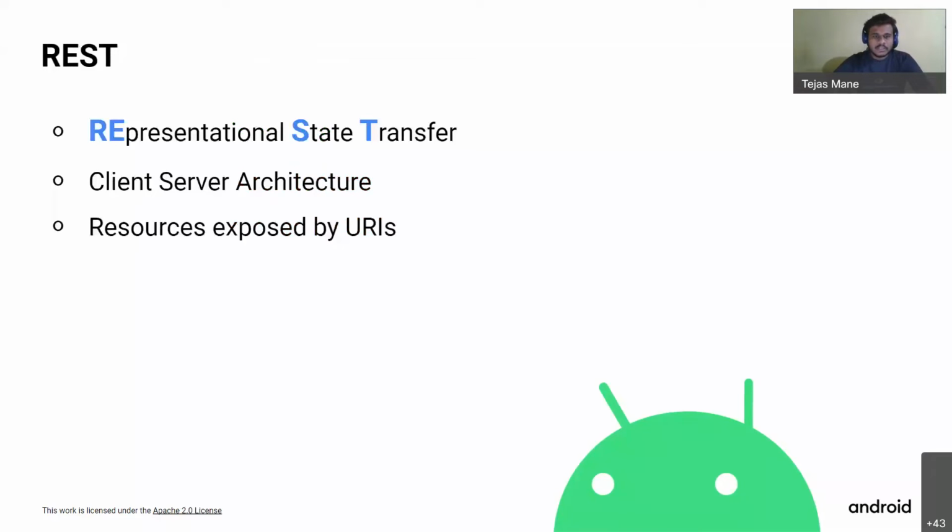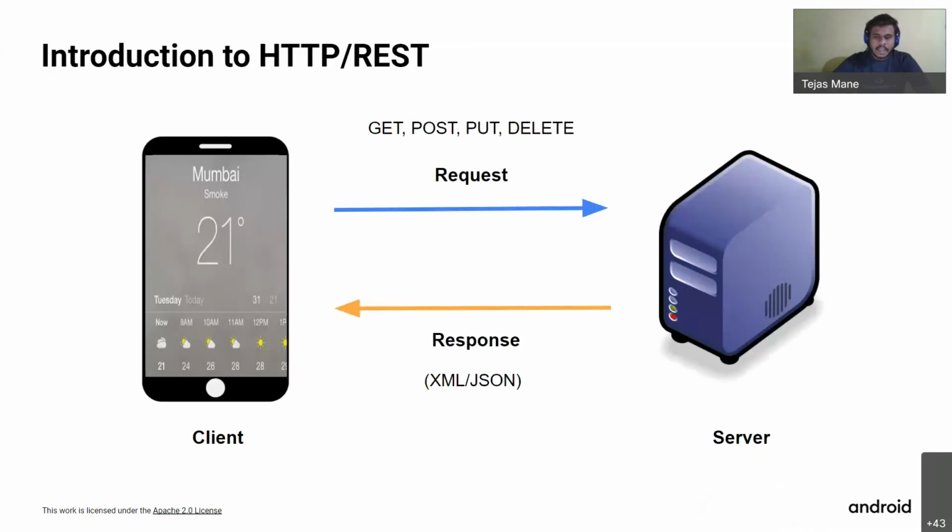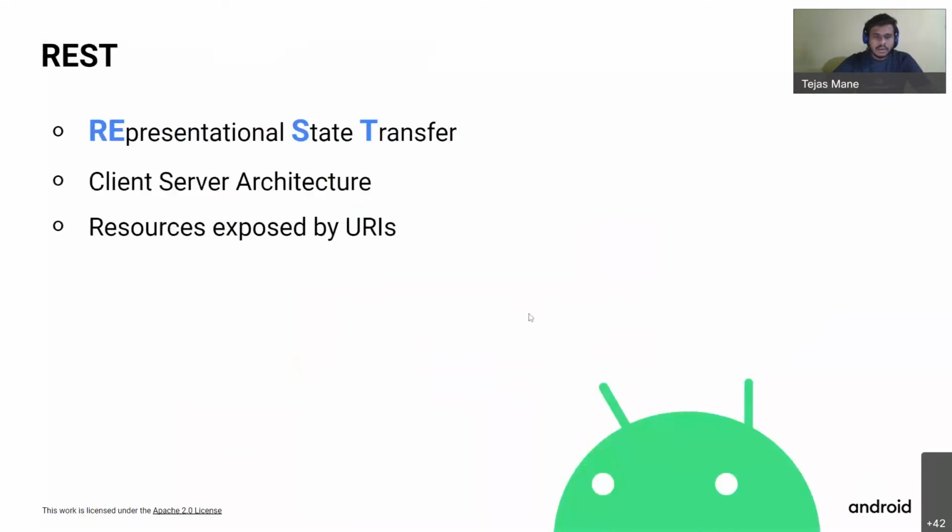So now REST. What is REST? REST is representational state transfer. It is a client-server based architecture as defined in this image. A client is here and this is the server. All the resources in REST are exposed by URIs. So if you want to fetch an image, then every image has a URI associated with it, and you can fetch this image using that particular URI.